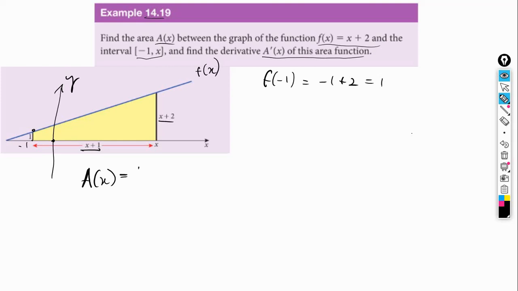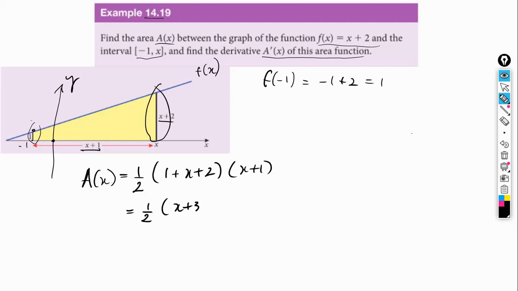So this would be 1/2 times the sum of the bases. Now we have to consider this here and this here as the bases of the trapezium. So it would be 1 plus x plus 2. This would give us the sum of the bases times the height, which in this case will be x plus 1. And then this is simply going to be equal to 1/2 (x plus 3) times (x plus 1).